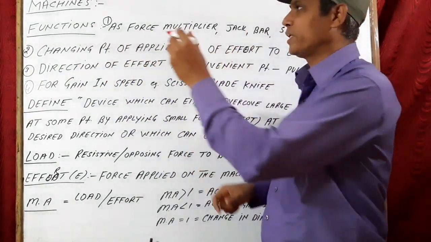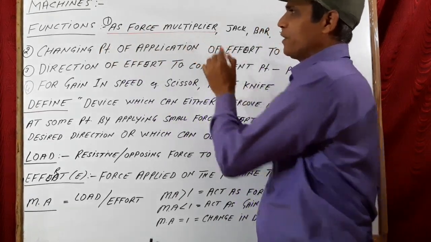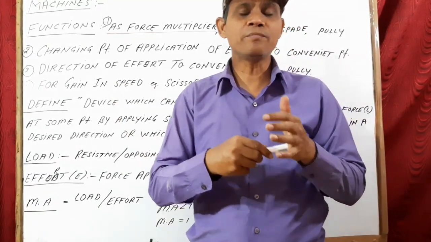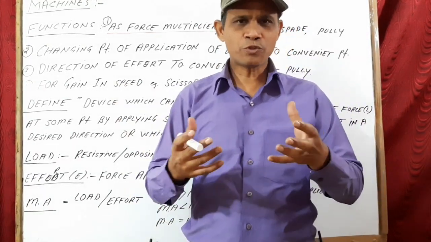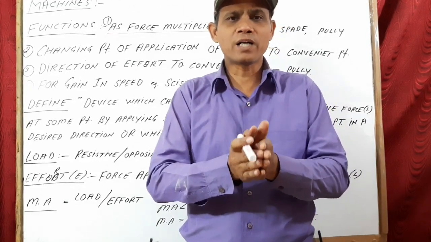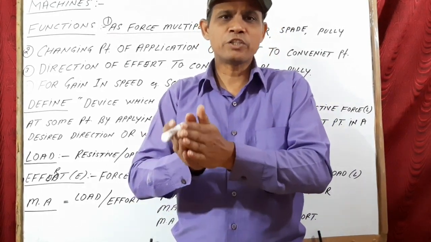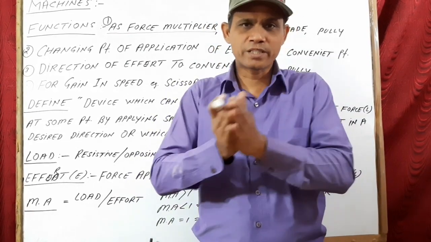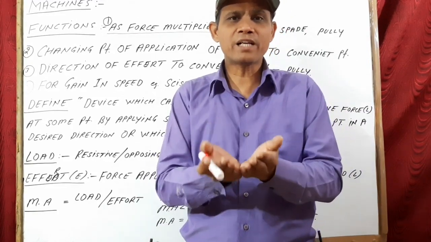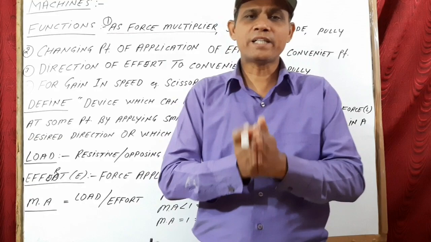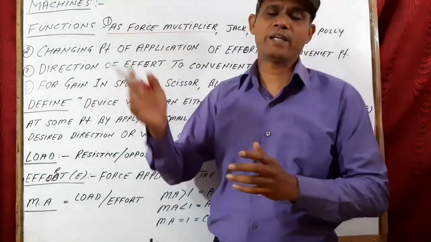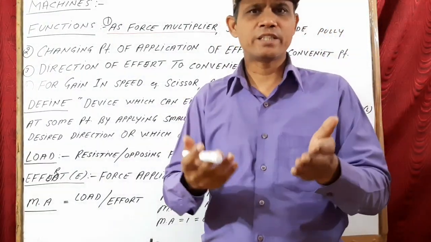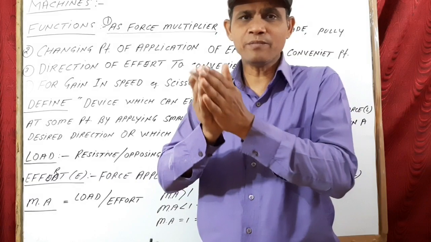As a force multiplier. Keep it in mind. The first function is as a force multiplier. What is the meaning of that? Force multiplier means you are applying lesser effort, but you can overcome a heavy load. Lesser effort and you can pick a heavy load. That is known as force multiplier. For example, the first example of this is a jack. As I have discussed with you, a jack acts as a force multiplier.